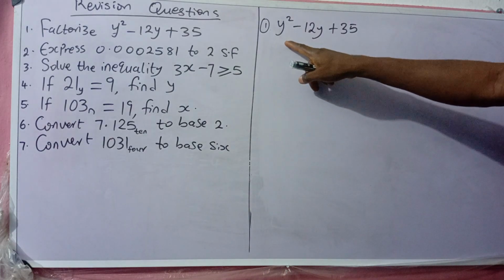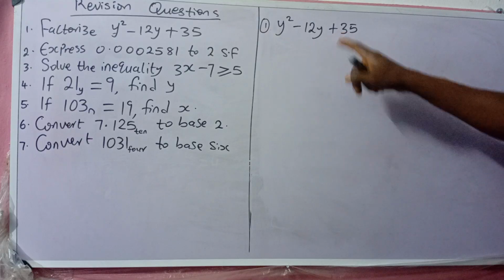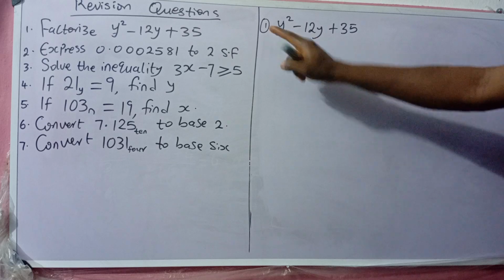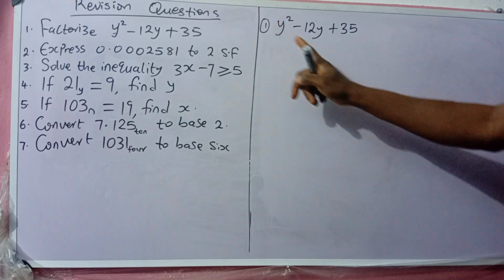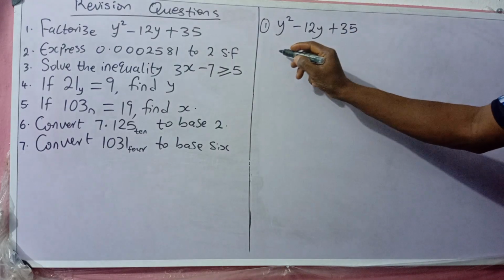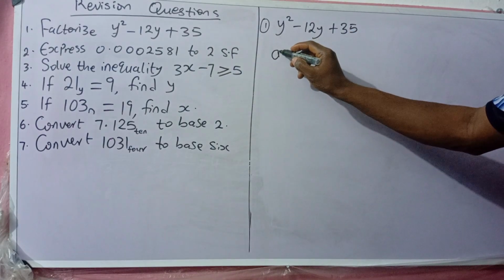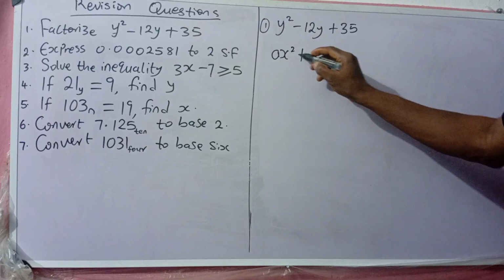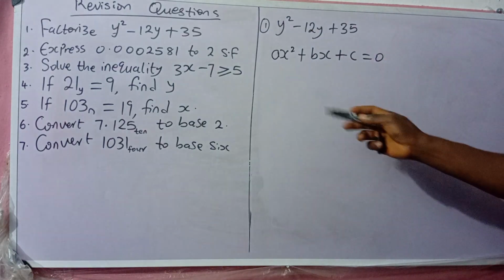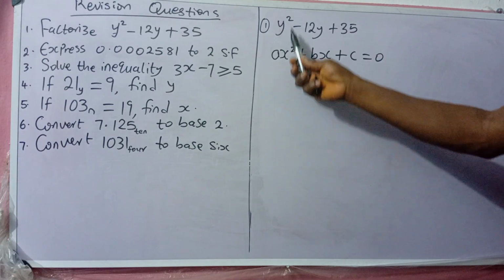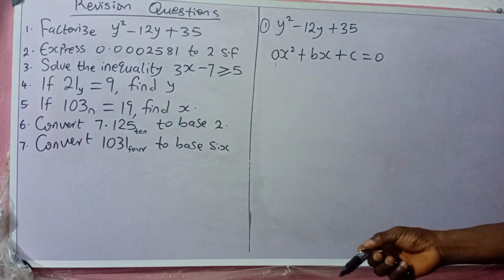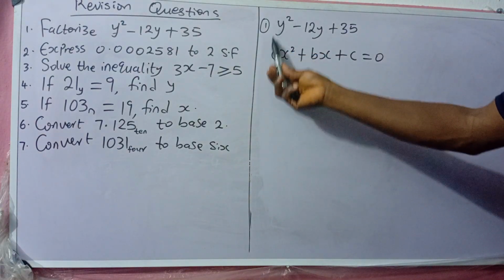Here we have a quadratic expression: y squared minus 12y plus 35. All you need to do is to get the product of the value of A and C. C represents the constant value. Every quadratic equation is of the form ax squared plus bx plus c equal to 0, whereby the value that is attached to anything with squared is called the A value. But in this case, we do not have a number here, so the coefficient of y squared remains 1.